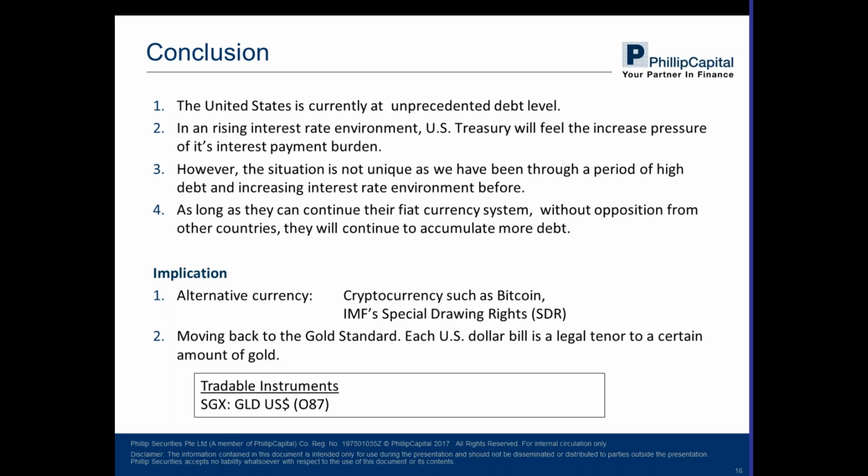And our point too is that the rising interest rate will cause an increased amount of pressure in terms of the interest rate payment. However, the situation is not unique. We have been here before. High debt, increasing interest rate environment, and the past few times it has always happened. As long as the US government can continue with their fiat currency system without any opposition from other countries, they can accumulate more debt. What do we actually mean by this?